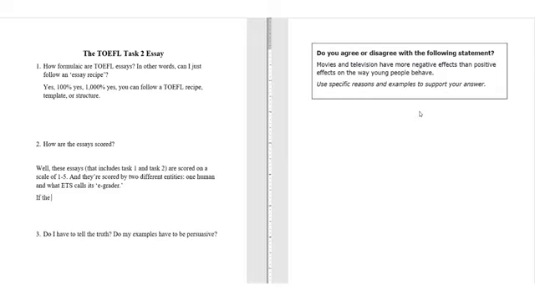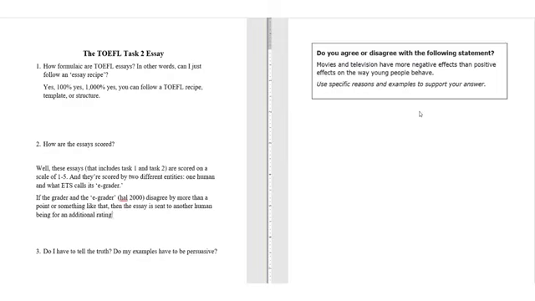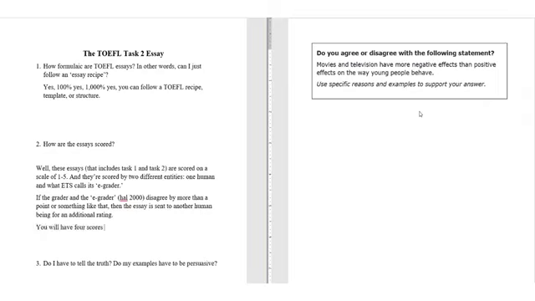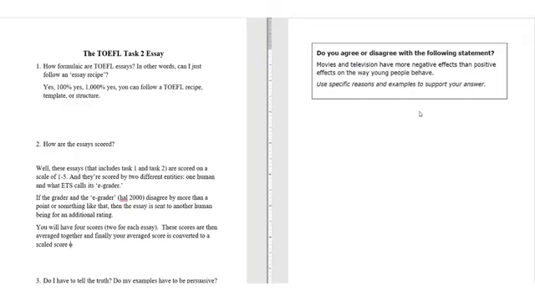Now, if the grader and the E-grader, the HAL 2000, or is it the HAL 1000, disagree by more than a point or something like that, then the essay is sent to another human being for an additional rating. So at the end of this, you're going to have 4 scores, 2 for each essay. These scores are then averaged together, and finally, your averaged score is converted to a scaled score from 1 to 30.